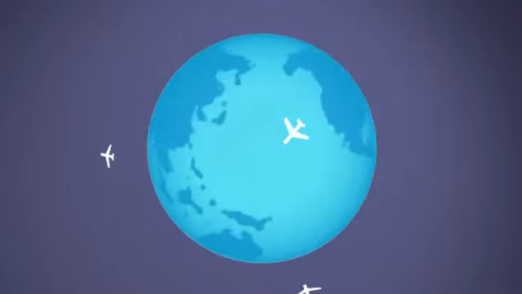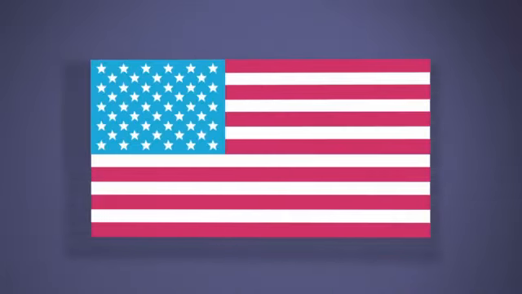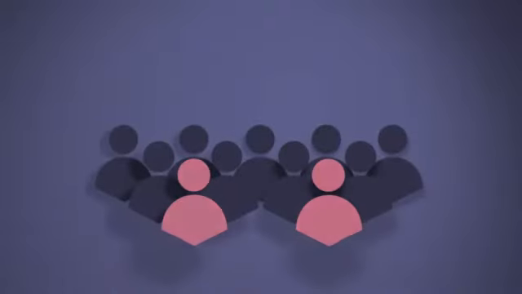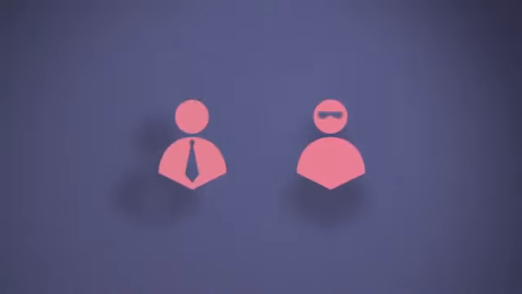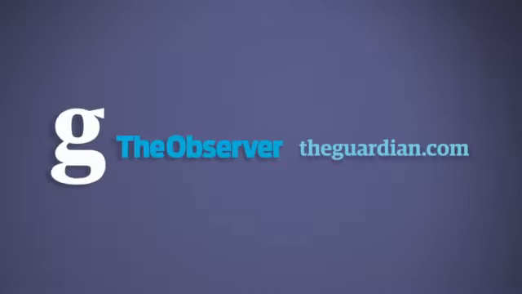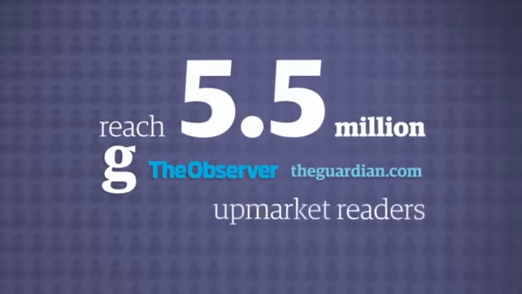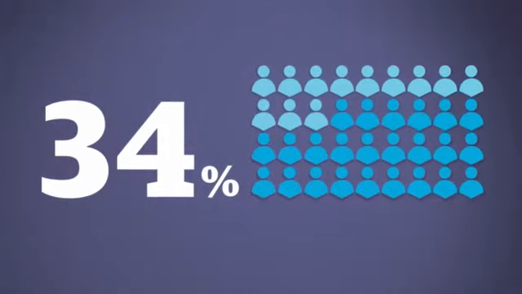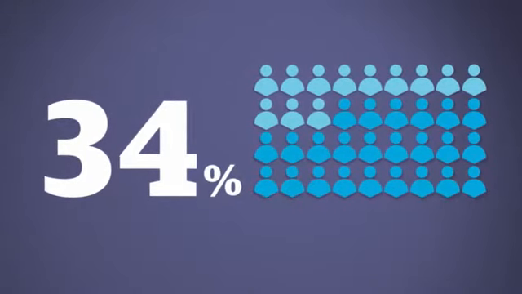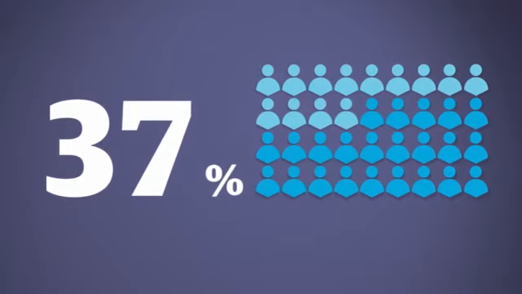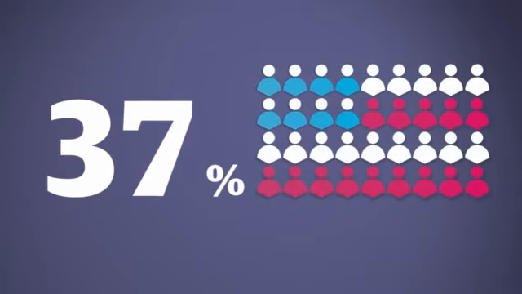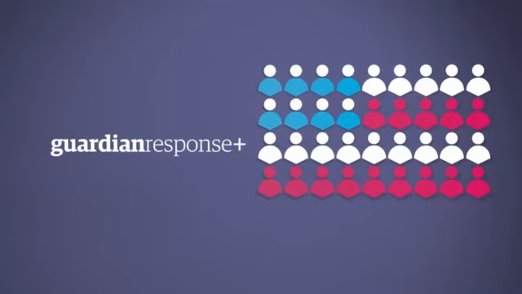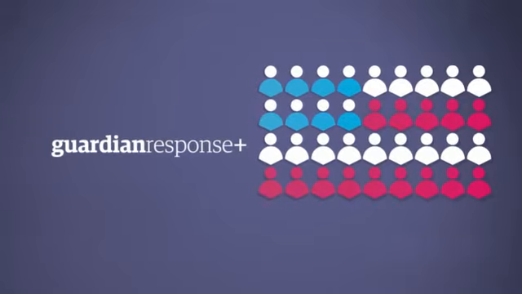Let's say that you're a UK long-haul airline and your campaign objective is to sell tickets to your US destinations. You're particularly interested in reaching frequent travellers for business or pleasure. Together, The Guardian, The Observer, and TheGuardian.com reach 5.5 million upmarket readers who take frequent holidays. 34% of Guardian users intend to take a long-haul holiday in the next year, and 37% of them consider the US as their next holiday destination, putting Guardian Response Plus in a strong position to engage with your target audience.